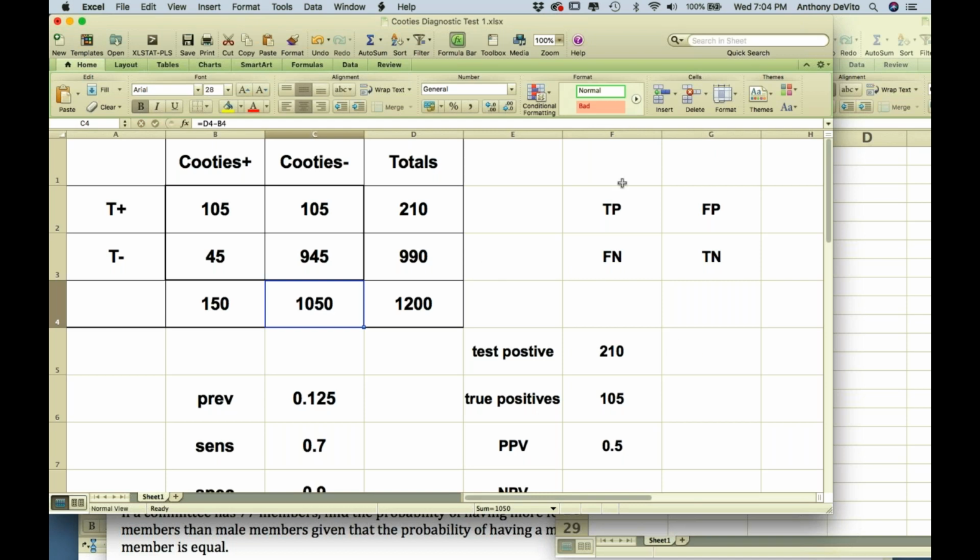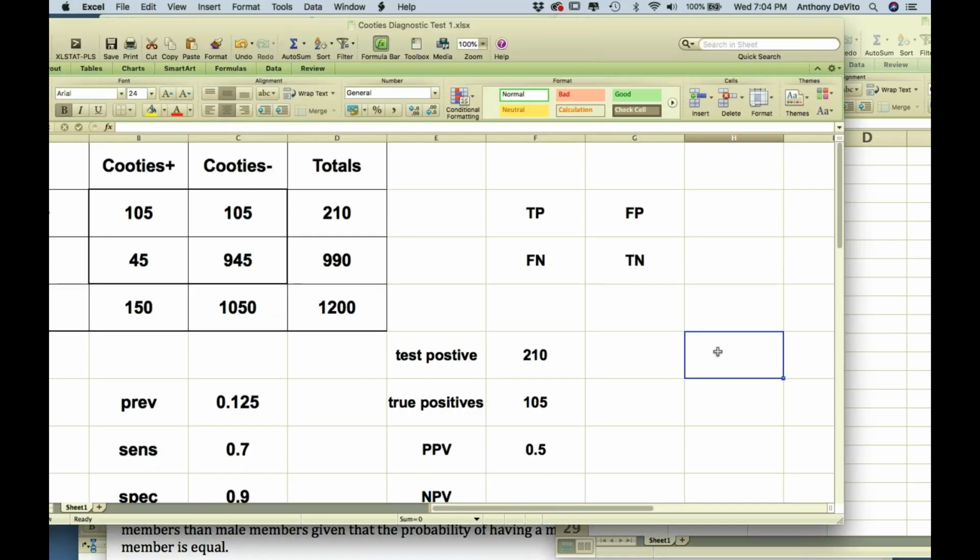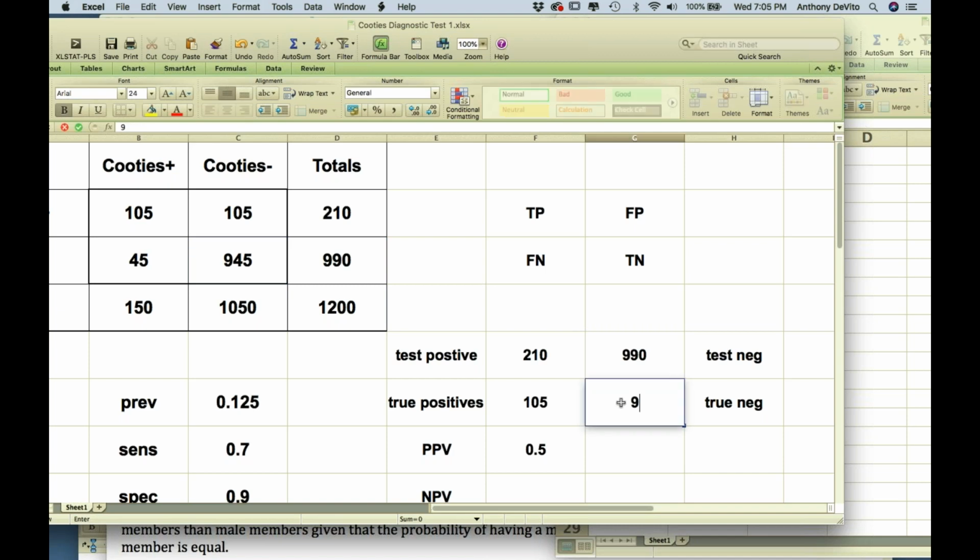Okay, I'm going to do that over here. Let me move this over a little bit. I'm running out of space here. Okay, I'm going to go in here and say test negative, and I'm going to go over here and say true negatives. Okay, how many people actually tested negative? 990 people tested negative. Out of those 990 people who tested negative, how many of them really don't have cooties? 945 don't have cooties. Correctly were identified as not having cooties.